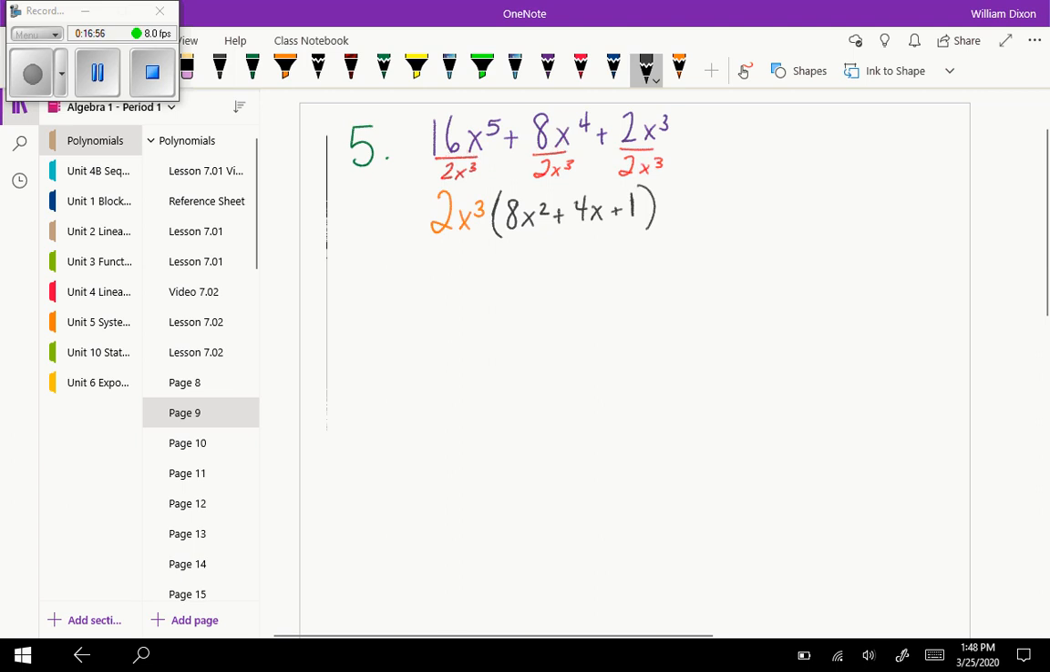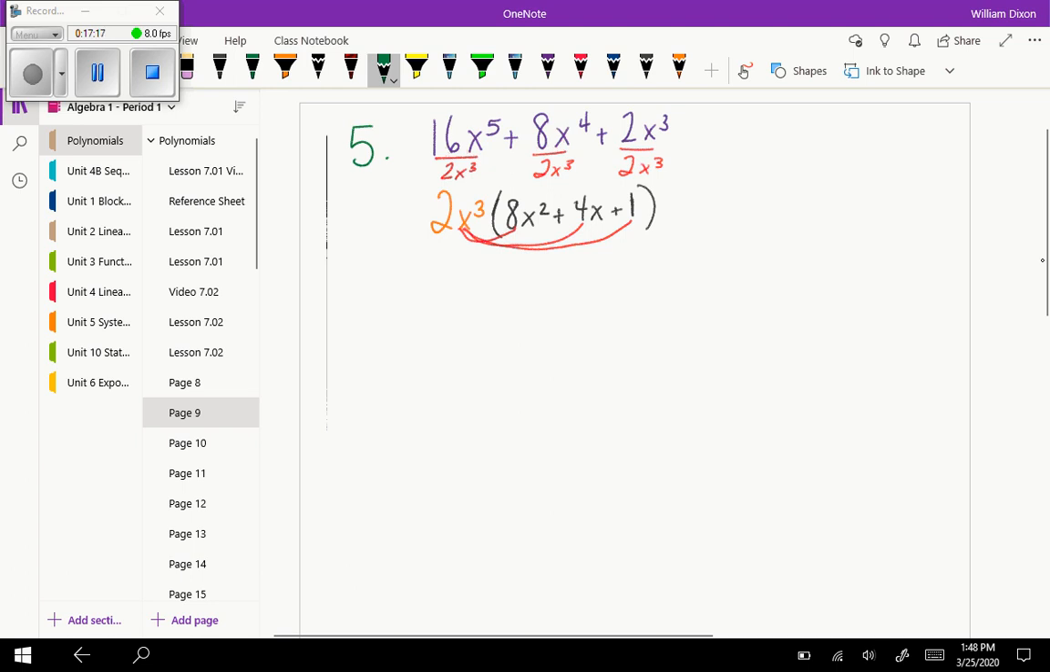Now, again, what you can do is distribute to get back to the original. Very important to check that. You know how I feel about that. Don't get it wrong. All right, let's do a couple of ones that are a little different. Not much, just a little bit.